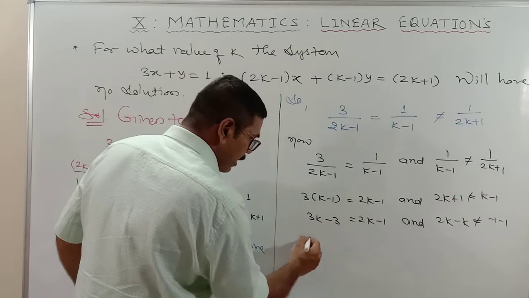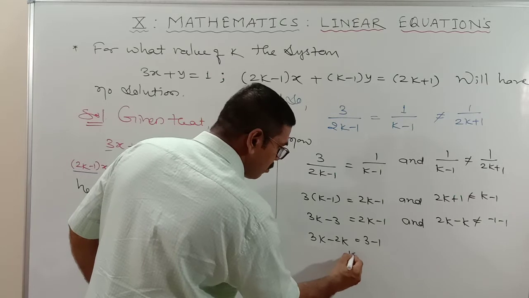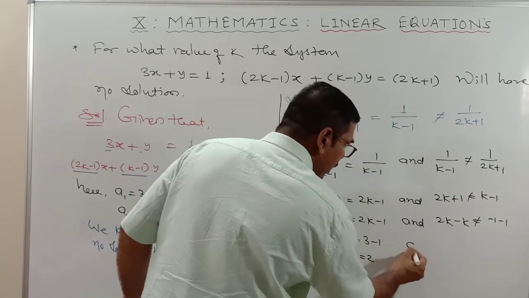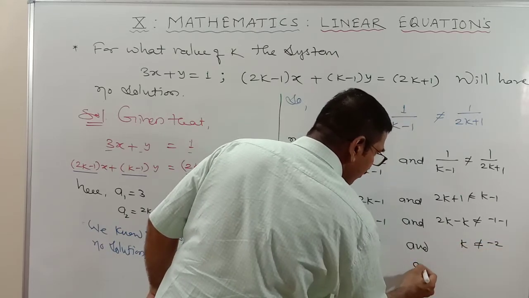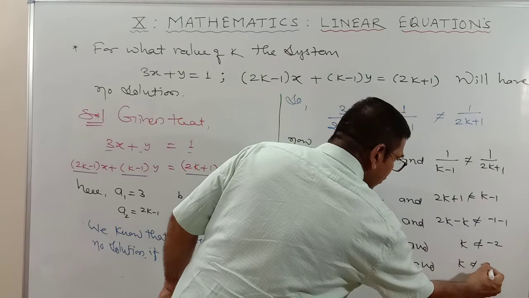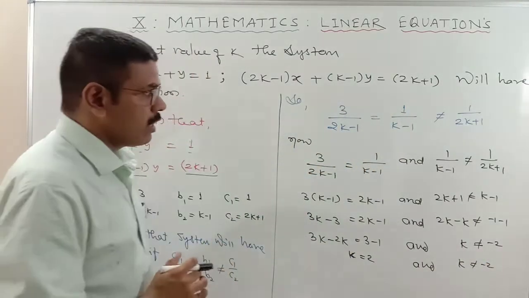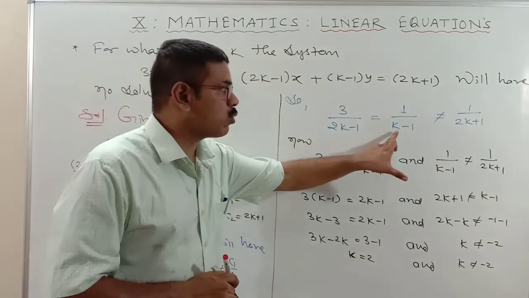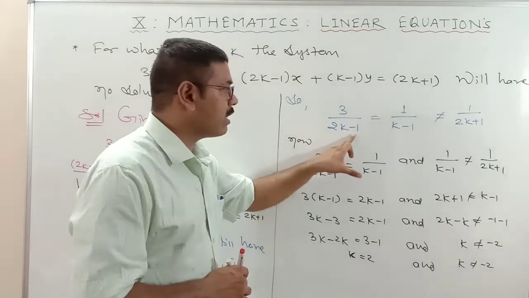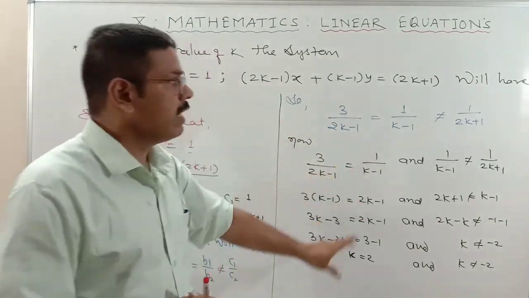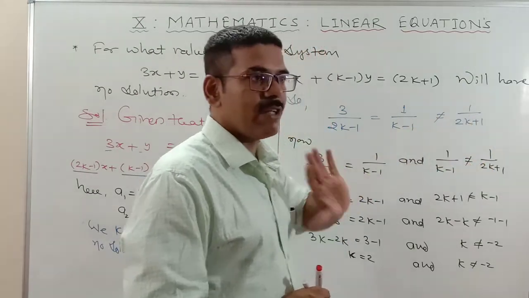So 3k minus 2k is equal to 3 minus 1, which means k will be equal to 2, and k will not be equal to minus 2. Is it clear? So for k is equal to 2, suppose we put k is equal to 2 here: 2 minus 1 means 1. Here 2 into 2, 4 minus 1 is 3, 3 by 3 is 1. And here putting k is equal to 2, 4 plus 1, 1 upon 5, that will not be equal.